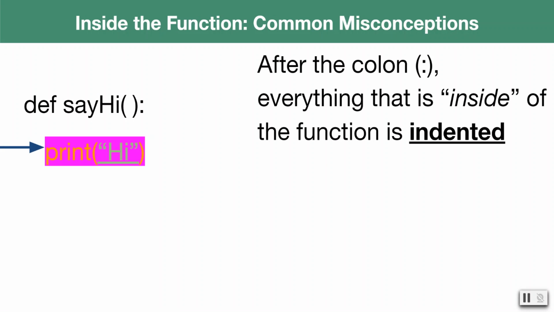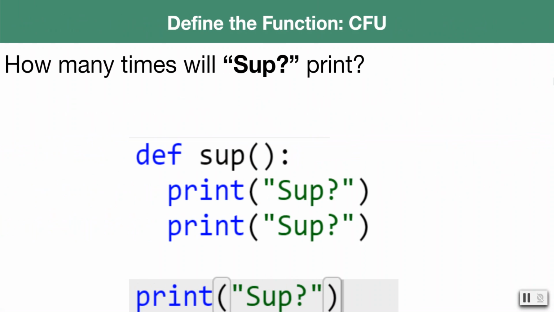After that colon, everything that is quote unquote inside of the function is indented. I know some people got that wrong on the other assignment today, so I wanted to make sure that was very clear, especially for a for loop or a while loop. You'll know it's inside of those loops because the following code after the colon is indented. And as a quick check for understanding, how many times will sup print?